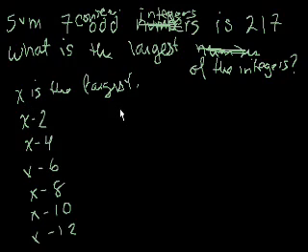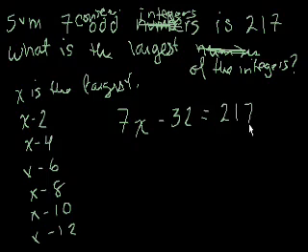Well, the 7 x's just add up to 7x. And then let's see, 2 and 4 is 6, 6 is 12, 12 and 8 is 20, 20 and 10 is 30, 30 and 12 is 32. So 7x minus 32 is equal to 217. And we just solve for x. 7x is equal to, let's see, if we add 32 to both sides of this equation, we get 249.